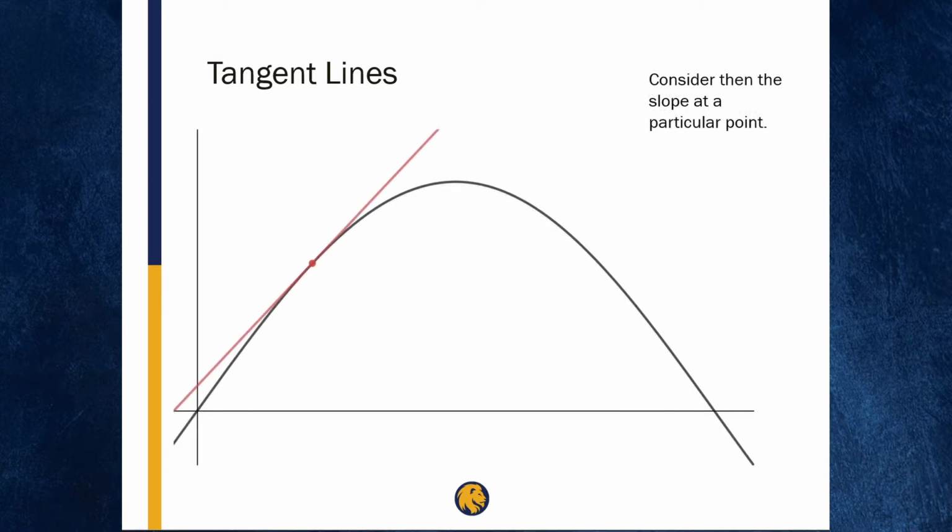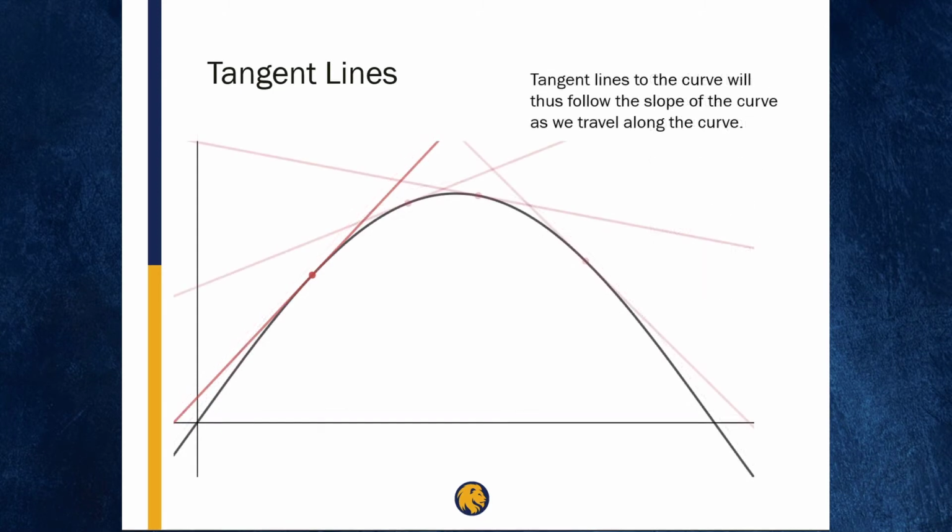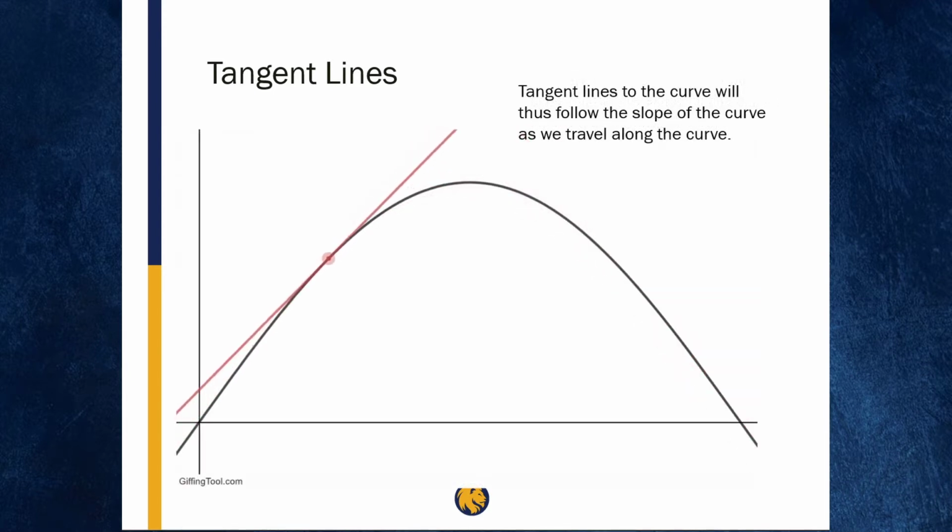So what we do is consider the slope at a particular point along the curve. We call the line which follows the slope at this point and touches the curve at the single point a tangent line to the curve. So tangent lines to the curve thus will follow the slope of the curve as it travels along the curve. So we can take a point on the curve, move it, and draw the tangent line to that point following the slope at that particular point.